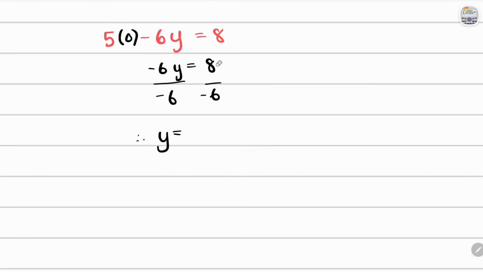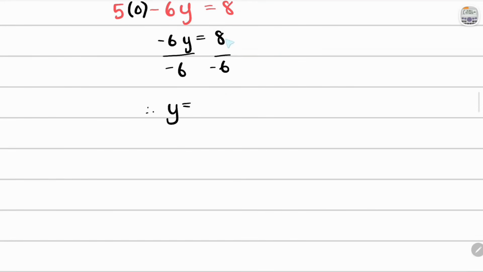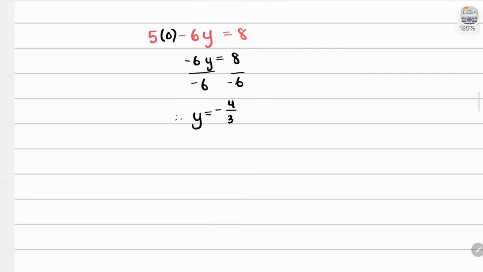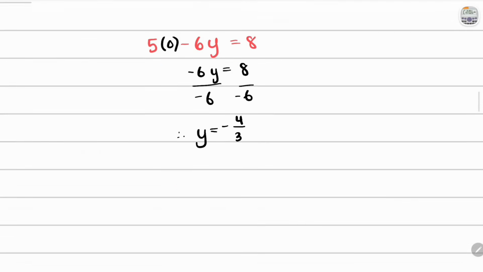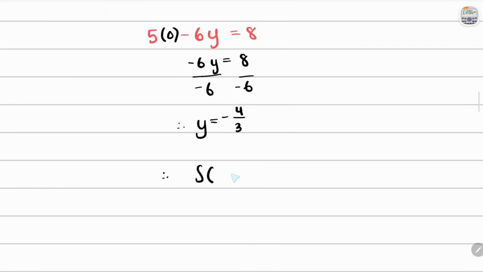So y is finally equal to, these both have a common factor of 2, so divided by 2 is 4, and divided by 2 is negative 3. So y equals negative 4 over 3. But as a coordinate, the x value is 0, and the y value is negative 4 over 3. And those are the coordinates of S.